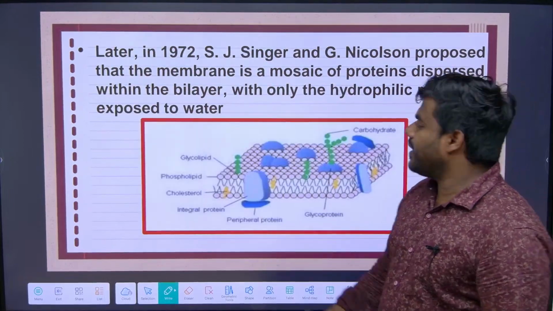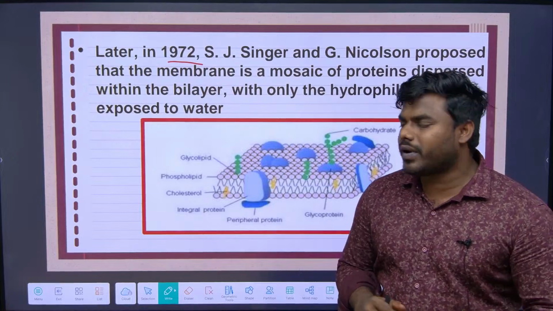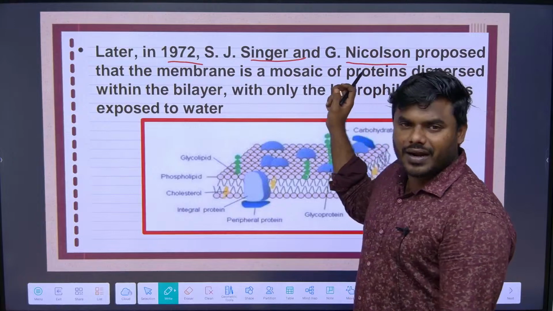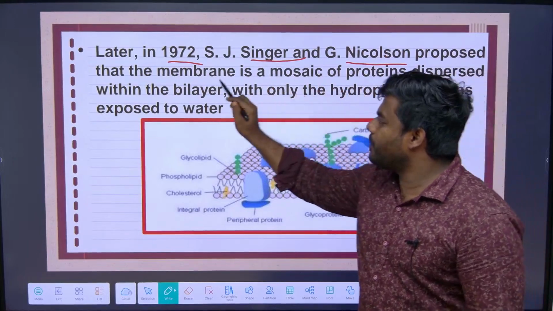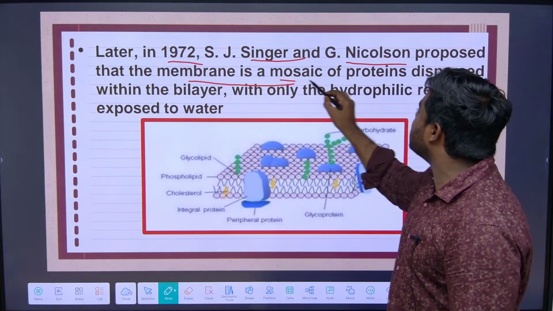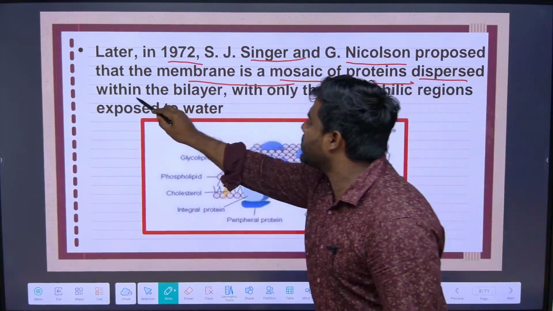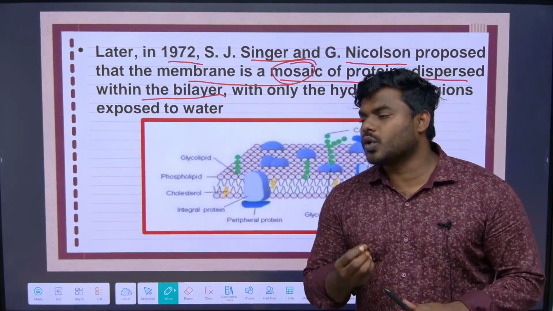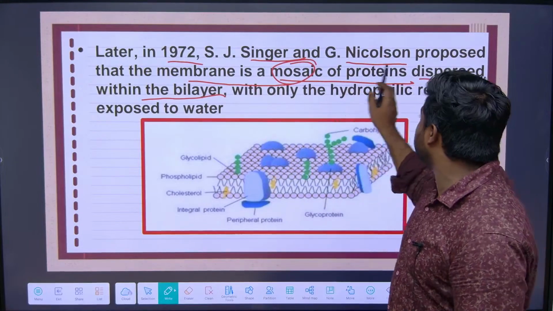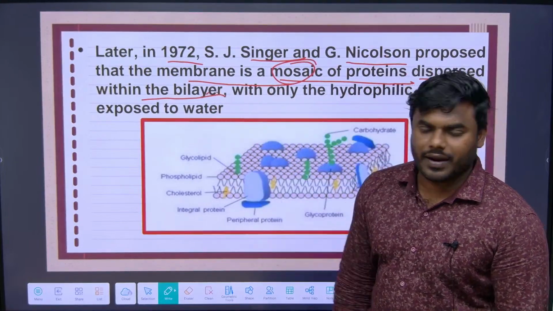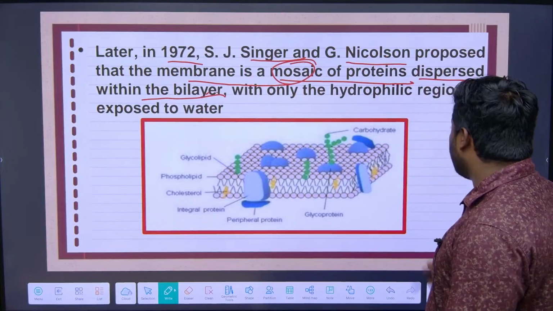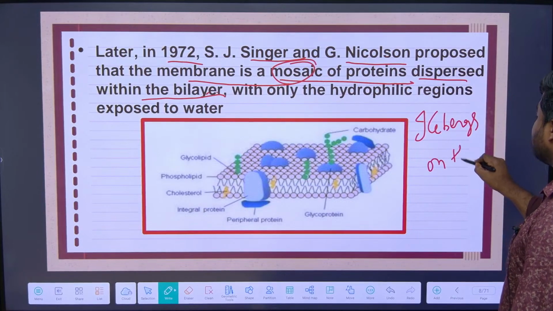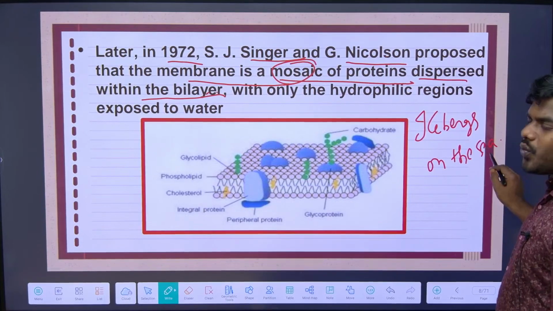Then everyone listen, later in 1972, you all have read multiple times, Singer and Nicolson proposed that this is the correct model. Listen everyone, they proposed that the membrane is a mosaic of proteins dispersed within the bilayer. What is the meaning of mosaic? Mosaic means a group, a variety of proteins dispersed within the bilayer. They also said that it is like icebergs on the sea. This is what they proposed.